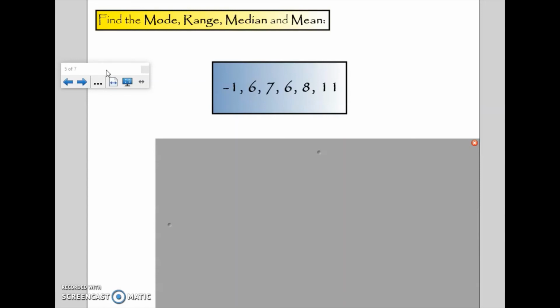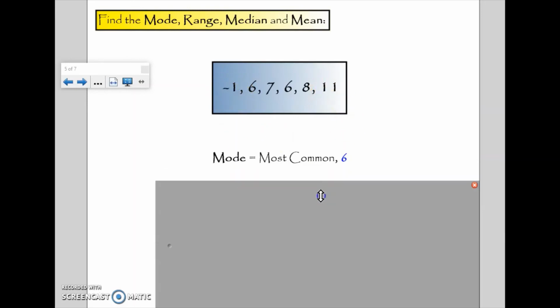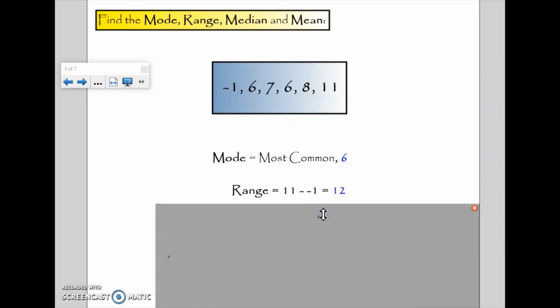Okay, we'll start with the mode. Most common, we look at the data set, we can see that there's 2 6s, so our most frequent number is the number 6. When we're working out range, we take our largest number, which is 11, we take our smallest number, which is -1, we subtract them. Remember, when we're taking away a negative, that becomes an add, so the range of the data, the spread of the data, is 12.